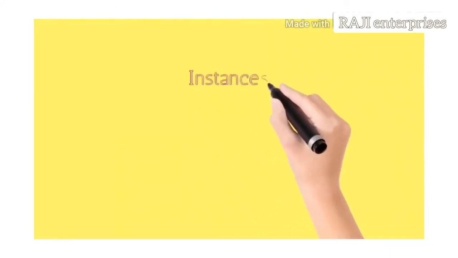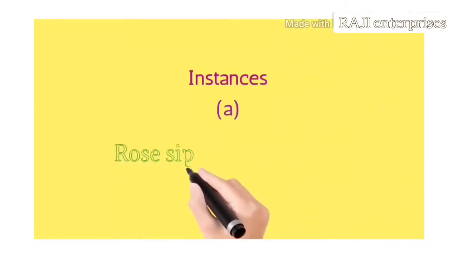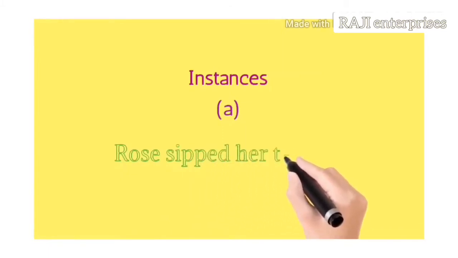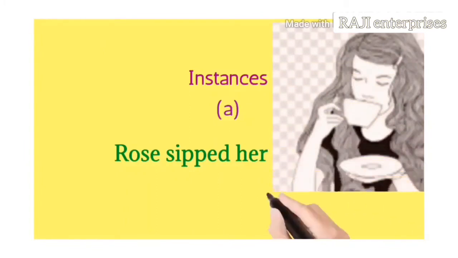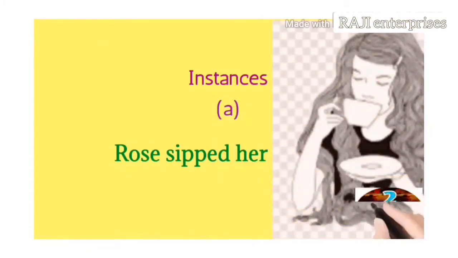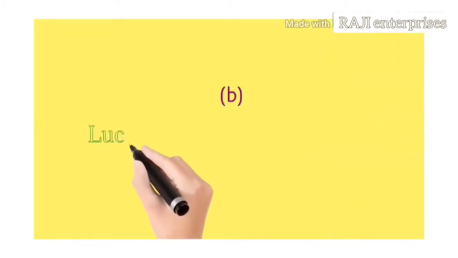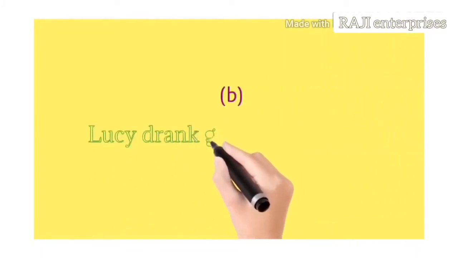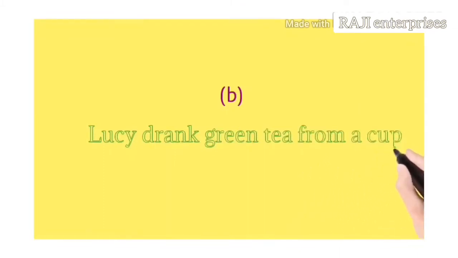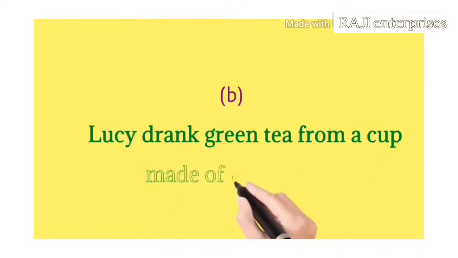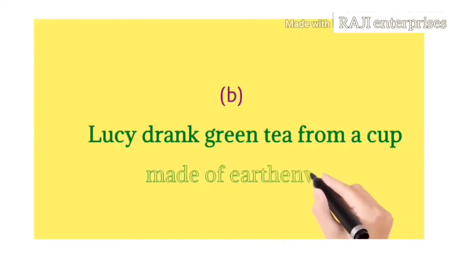Let's see some example sentences of the word. Rose sipped her tea again. Here is the next one. Lucy drank green tea from a cup made of earthenware.